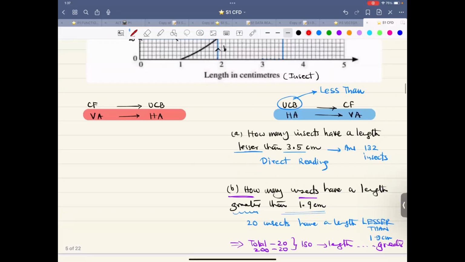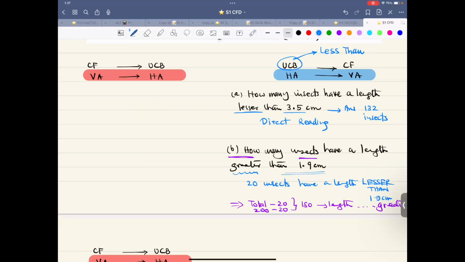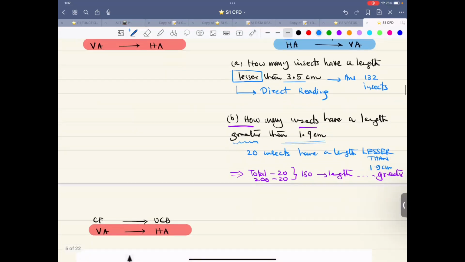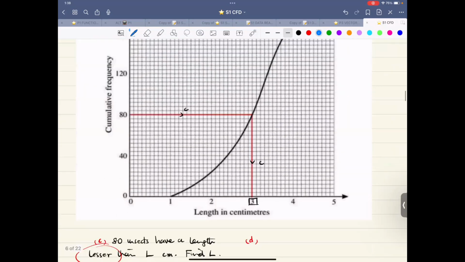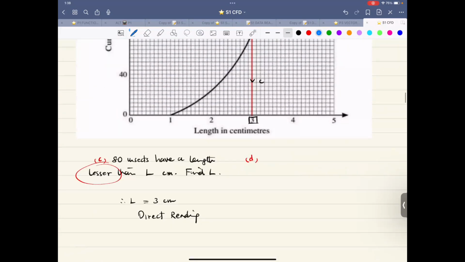Just focus over here also. When it is lesser than, that is direct. If it's greater, it's indirect. So we calculated the lesser one and then subtracted it from the total. So indirect means subtraction from total cumulative frequency. So coming back, this was direct, part C. Let's move to part D.